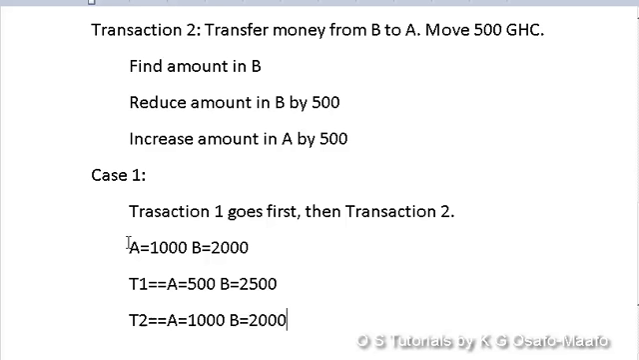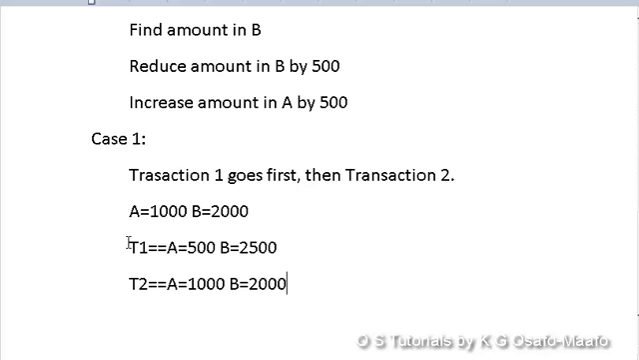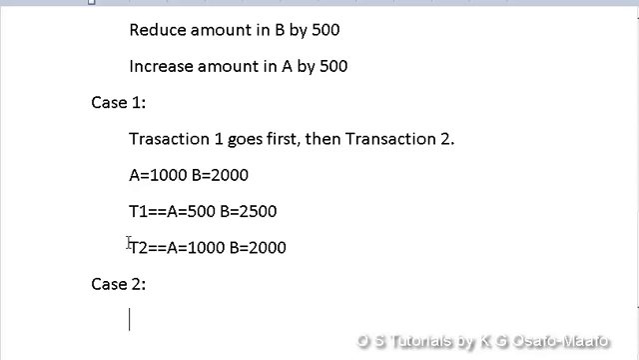Now, what if, as they were working, you can imagine transaction 1 and 2 not happening in the same branch, but happening in different branches, right? That is the synchronization case. So in banks, this happens a lot. Someone is at, let's say, Accra branch, someone is at Kumasi branch. So the person doing transaction 1 starts off and says, well, I see that A has 1,000 and B has 2,000.